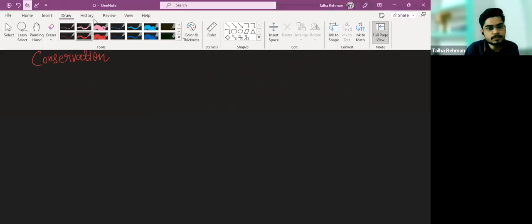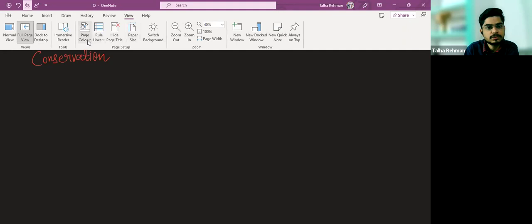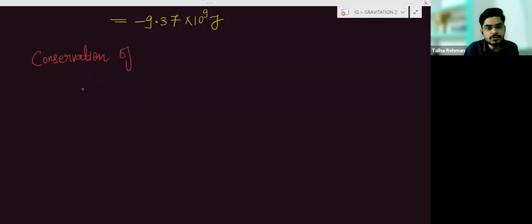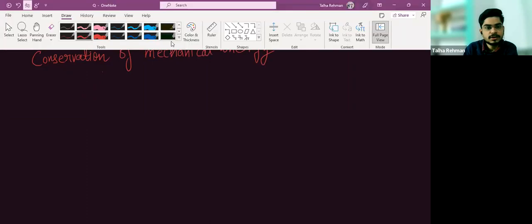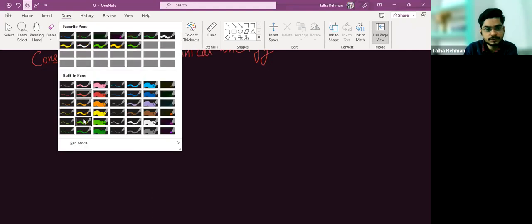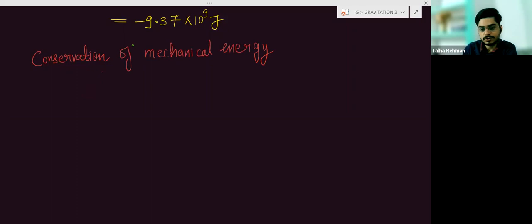Conservation of mechanical energy. Conservation of mechanical energy means that for a system, the initial potential energy plus initial kinetic energy is equal to the final potential energy plus final kinetic energy of the system.